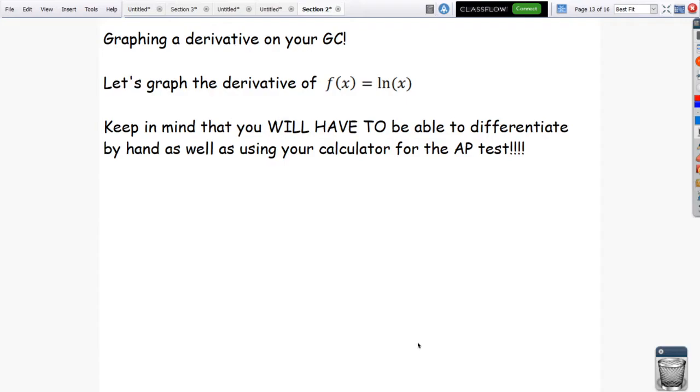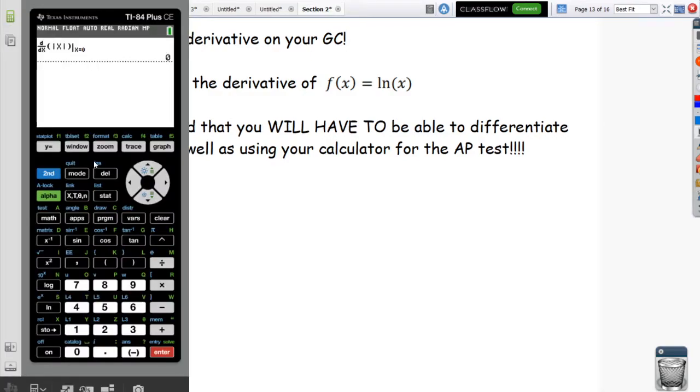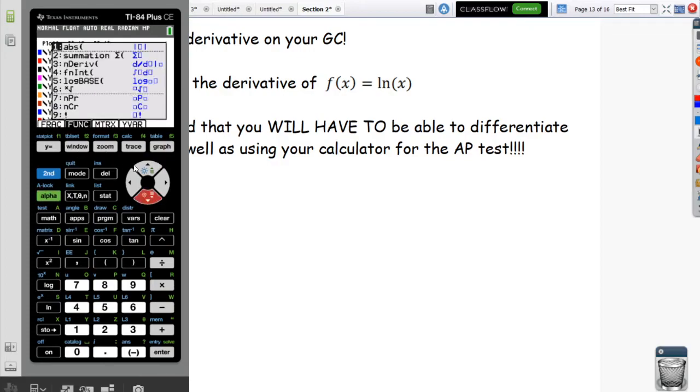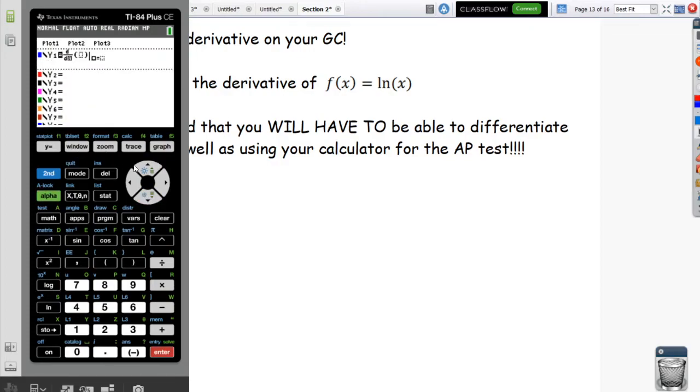Remember last class, probably I'm doing this well in advance of teaching you this, but I anticipate that that was one of the hardest parts of last class. It usually is. So in order to graph a derivative, let's just graph the derivative of ln of x. To graph something, you gotta go into y equals. Let's clear some of this out. I don't need it anymore.